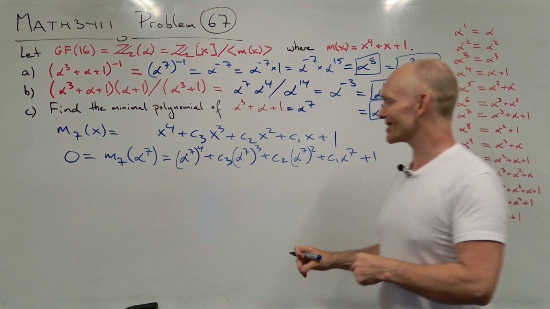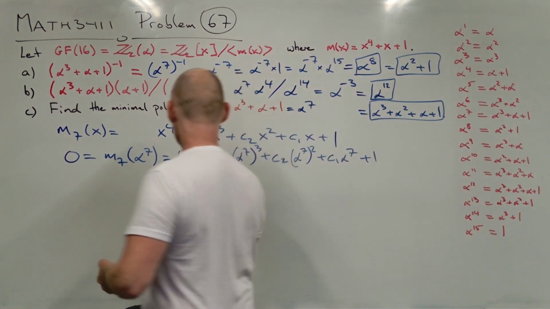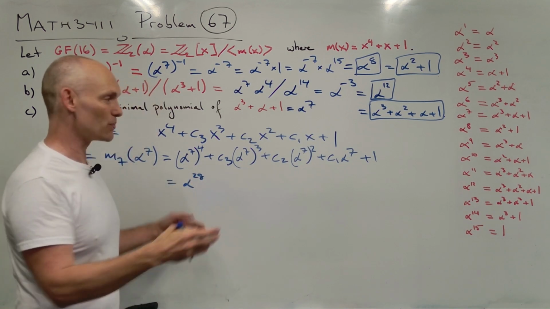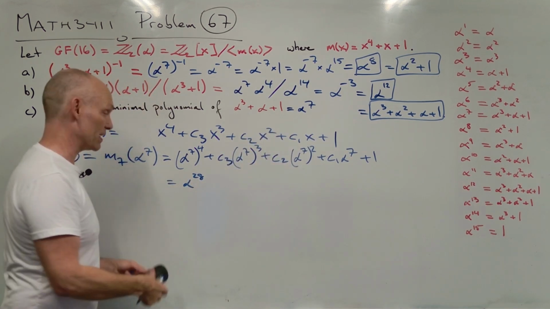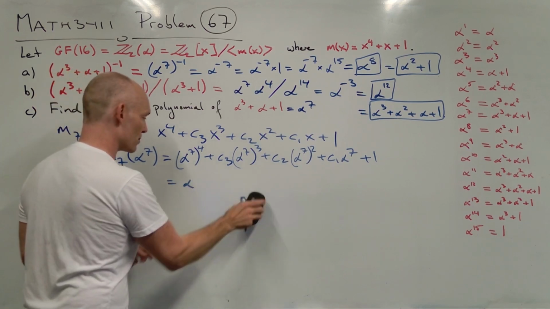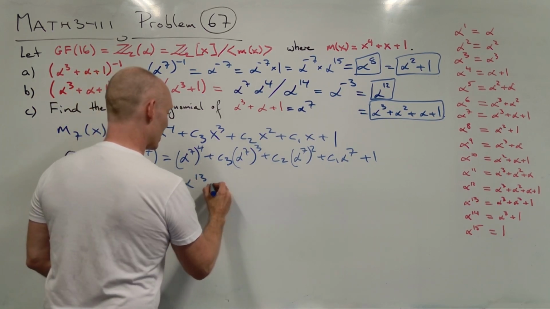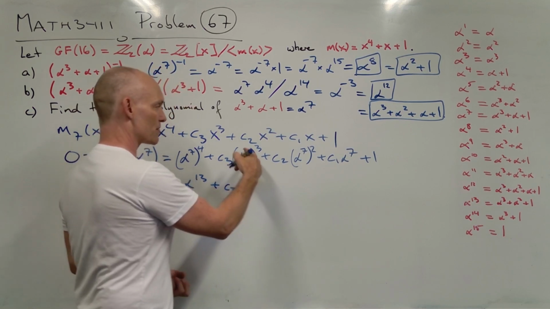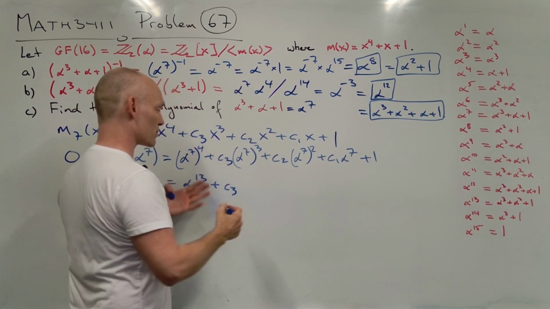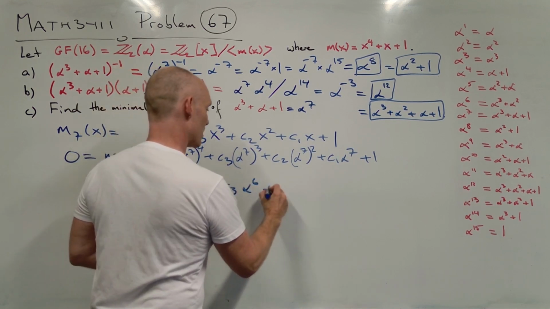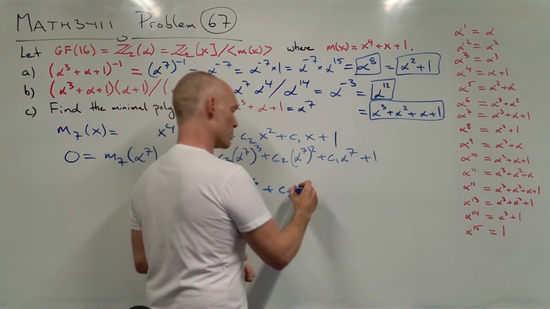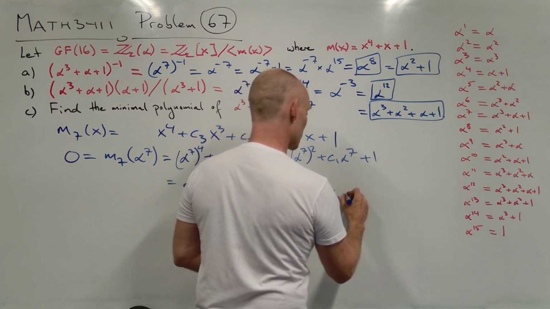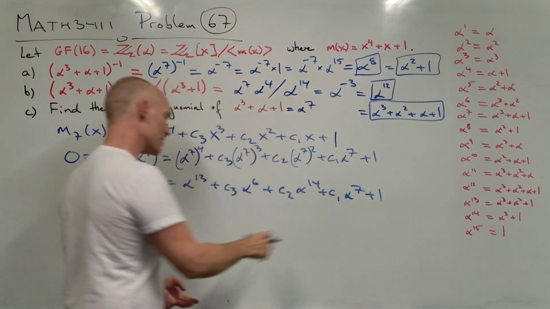Okay, so now we're going to just expand and tidy up a little bit. So here, this is alpha to the power of 28, which again we can reduce mod 15, or just reduce 15 from 28 to get to 13. Okay, and then we've got C3 here, and alpha to the power of 7 to the power of 3 is alpha to the power of 21, which is the same as alpha to the power of 6. Then we have C2 alpha to the power of 14. Well, that's just alpha to the power of 14, and then we've got C1 times alpha to the power of 7 and 1. Okay, now what?